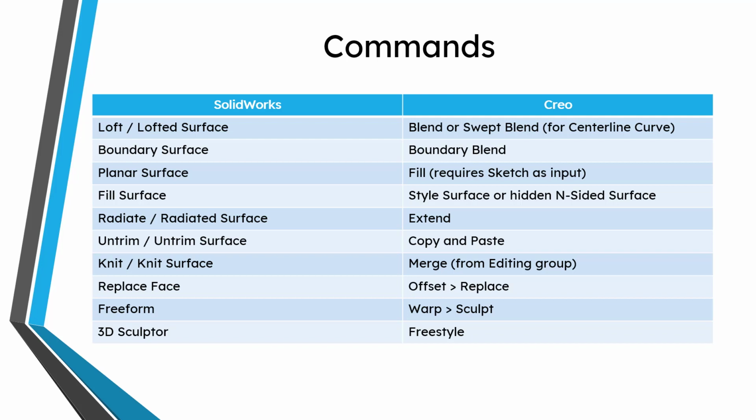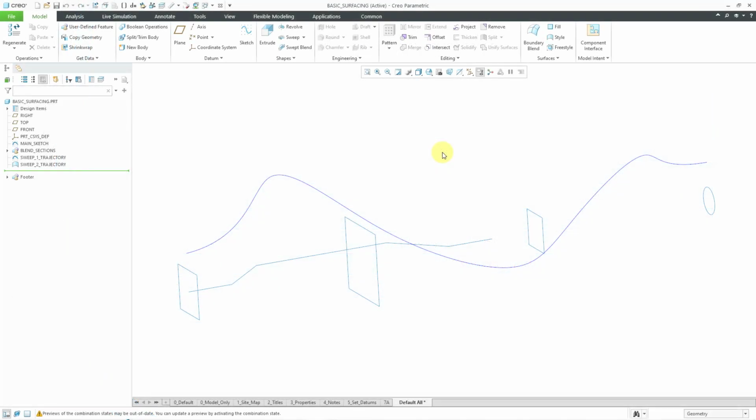And as I mentioned, in SolidWorks, or rather from Dassault, you have 3D Sculptor, which is a separate user interface. Well, that is the freestyle feature in Creo Parametric. All right, now that we have gone through the different commands, let's jump over to the demonstration. Here I am in a part model in Creo Parametric.